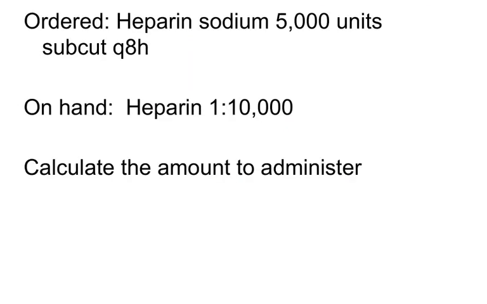Okay, so heparin. This is the last two slides. The last thing we're talking about is heparin. What we have ordered is 5,000 units. What you have on hand is 1 to 10,000. Now heparin's backwards, okay? The one that's in the front is always the number of milliliters. It's always 1 milliliter. And heparin is administered in units. So that's 10,000 units.